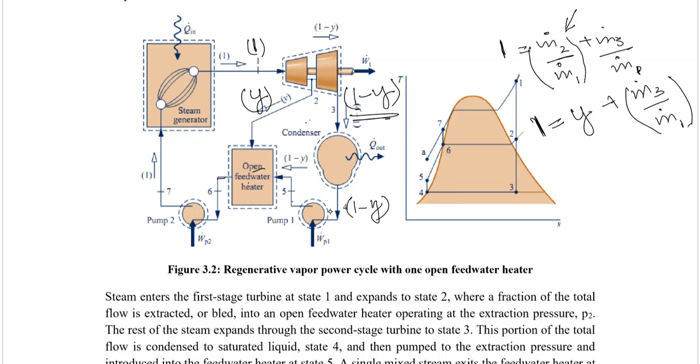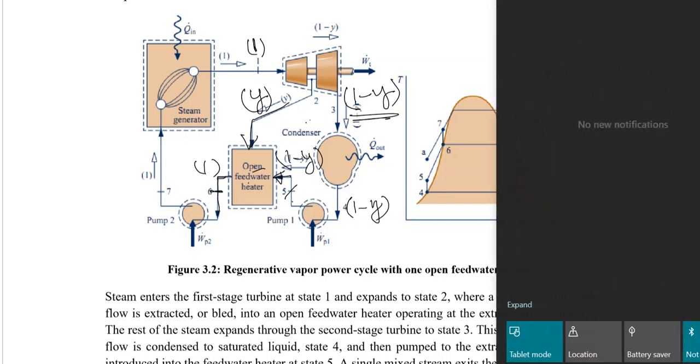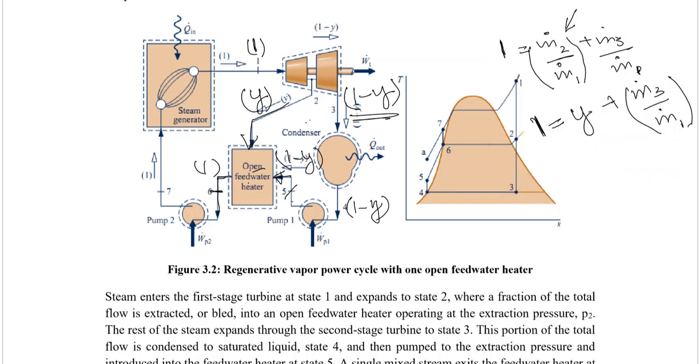At state 4, it will be compressed. So we have 1 minus Y over here as well at state number 5. So we have Y from state number 2 and 1 minus Y from state number 5. At the exit of 6, we will have the total mass. This is what we call the mass balance of the whole regenerative cycle. In that case, the total mass of the system is conserved.